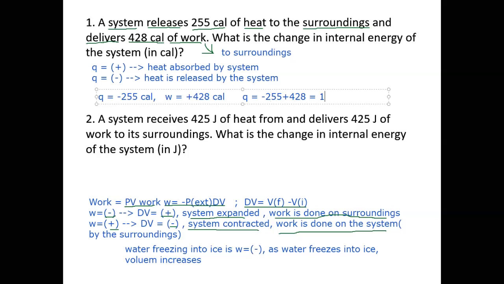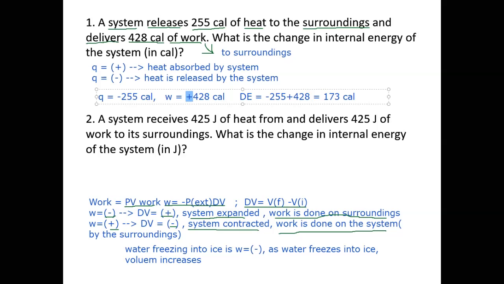Get 173 calories. So that's the delta E of the system. So energy is going into the system. Excuse me, did I do that? Sorry, I did that incorrectly.